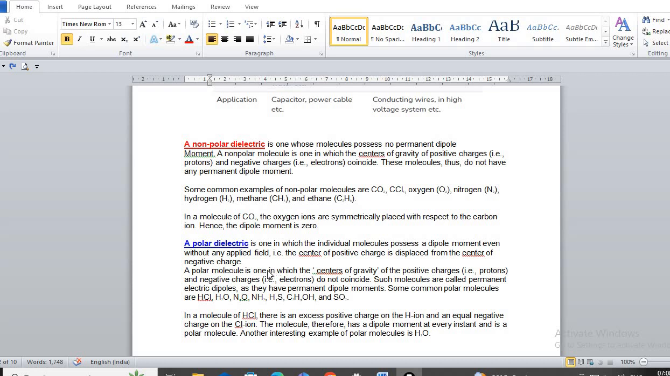So polar means you have a permanent dipole in the material. Even if you are not applying any external field, there will always be dipoles inside the material. Whereas in case of non-polar dielectric material, normally they don't have dipoles, but as you apply the external field, the atoms or the molecules form dipoles. The common examples for non-polar molecules are CO2, oxygen, nitrogen, hydrogen. Whereas for the polar, HCl, H2O are the examples of polar materials.